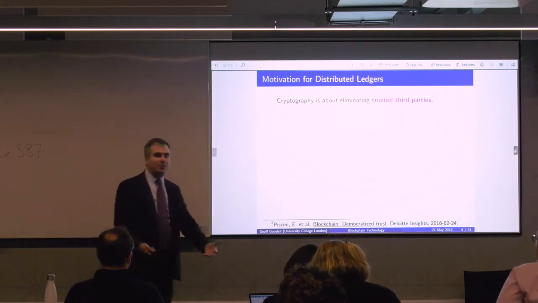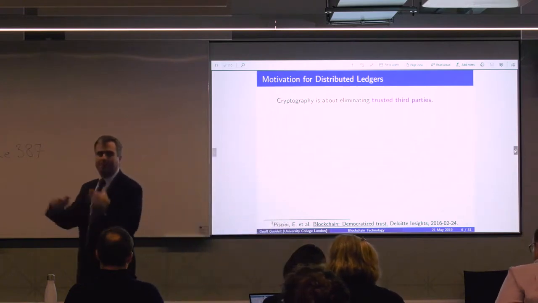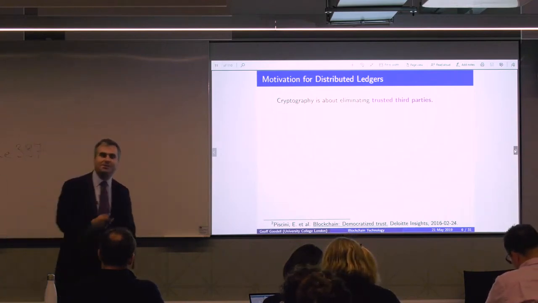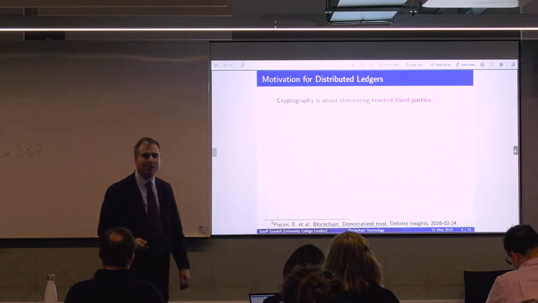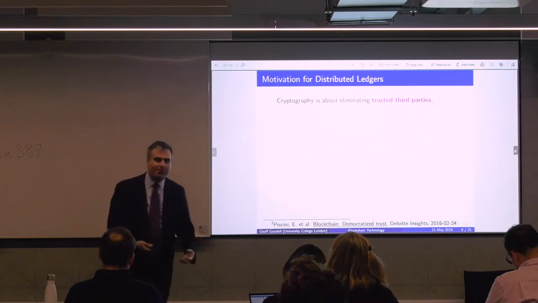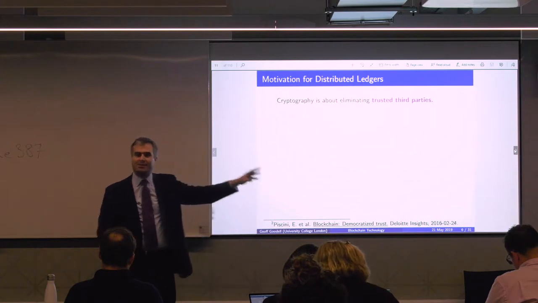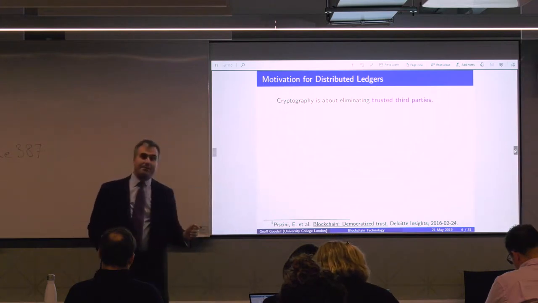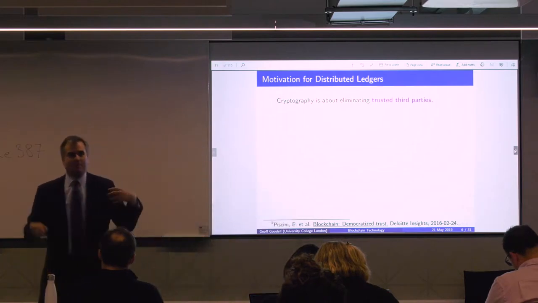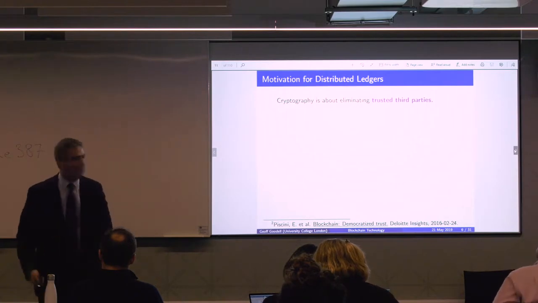So cryptography, I'm sure many of you are familiar with cryptography at some level. We talk about signing and encrypting messages, for example, in communication. Now, cryptography in general is actually about eliminating trusted third parties. So if I want to talk over a network or over a channel that might be eavesdropped or tampered with, I can encrypt my message so that only the party that I intend to receive the message can receive it. I can sign the message so that when the party does receive it, they know that it hasn't been tampered with. These are ways to use cryptography to eliminate trusted third parties from communication.